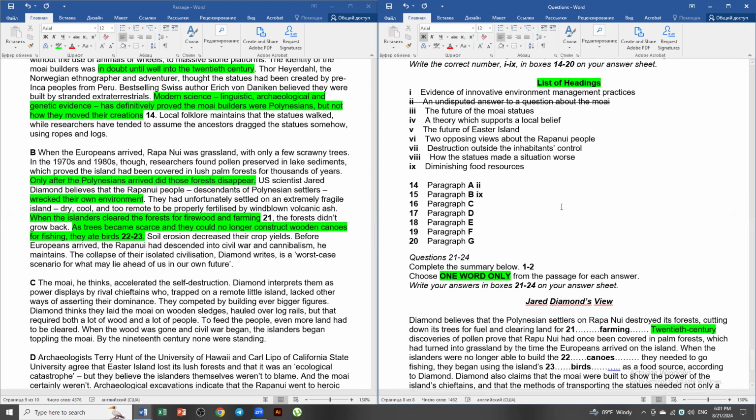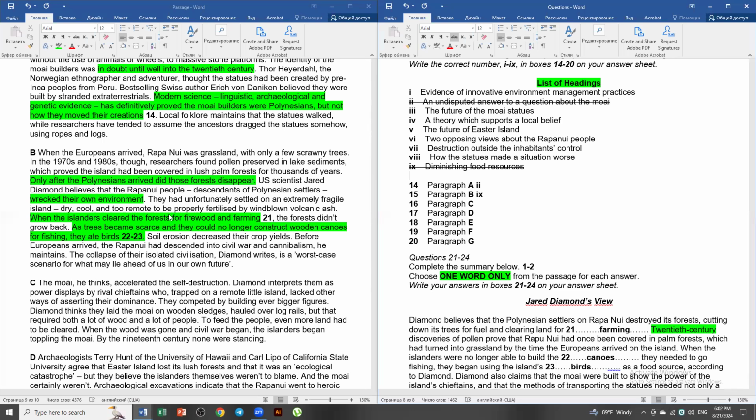So there's nothing else we can choose. Diminishing food resources. Because when the islanders, the Rapa Nui people, cleared the forest for firewood and farming, the forest didn't grow back. As the trees became scarce and they could no longer construct wooden canoes for fishing, they ate birds. Soil erosion decreased their crop yields. So this led to the collapse of their isolated civilization. So the correct heading for this paragraph is diminishing resources, the most logical answer, I guess.